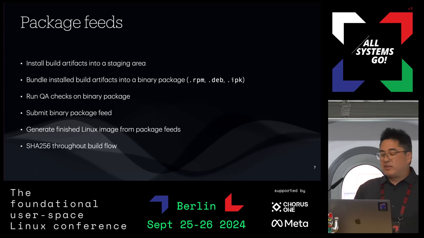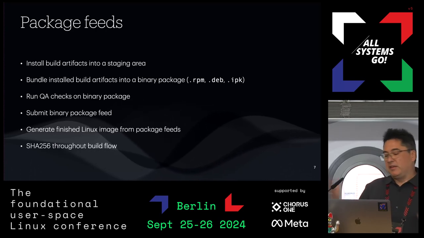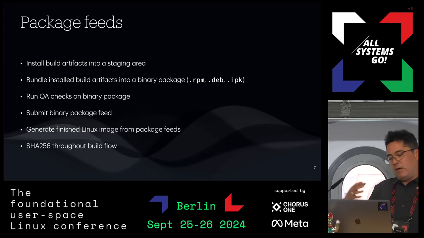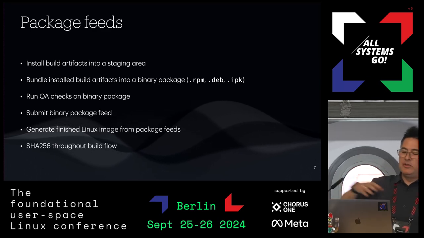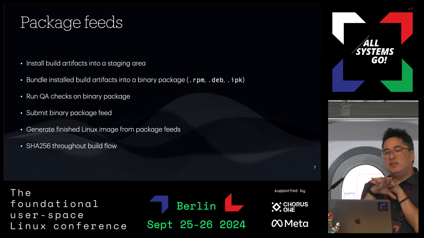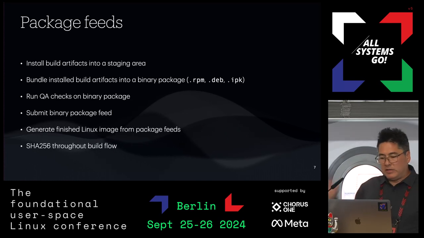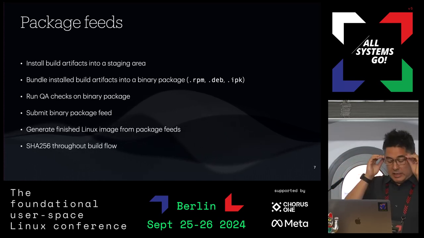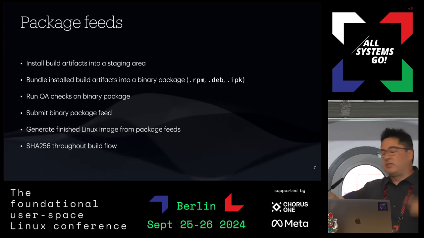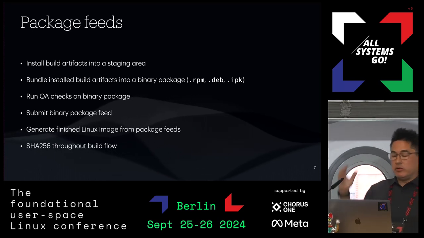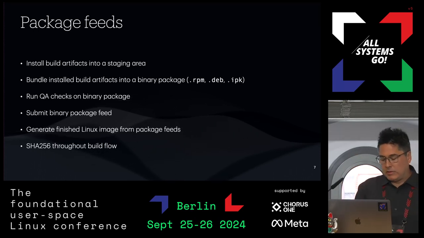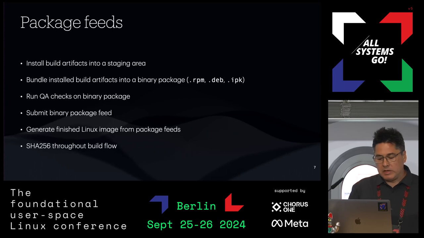Some QA checks are run on the binaries. These are things like static analysis. And then the binary package is submitted to a collection of package feeds. Those package feeds are then all assembled into one Linux image. This is all done in one shot. You're never installing packages one by one. You're building a complete root file system when you build a Yocto image.